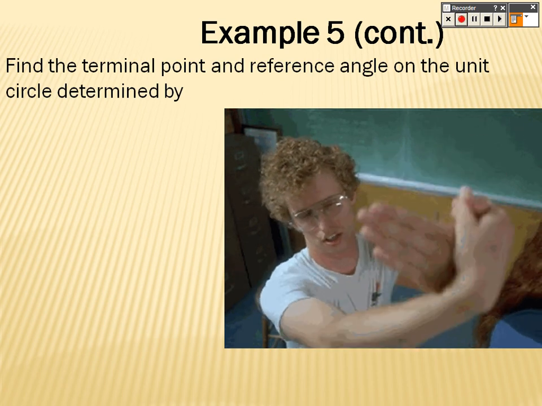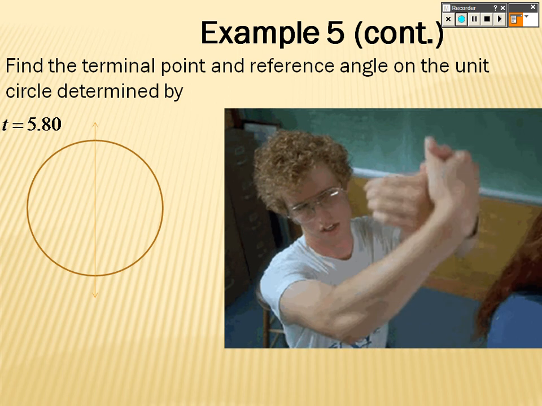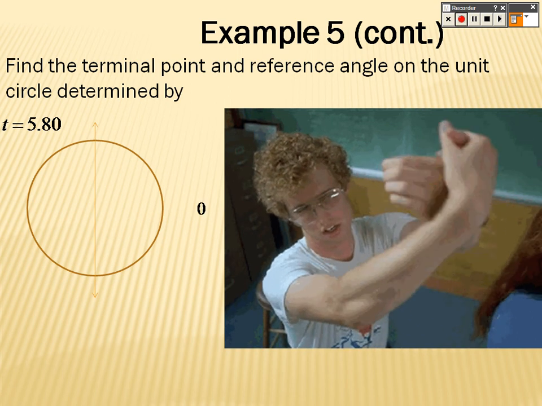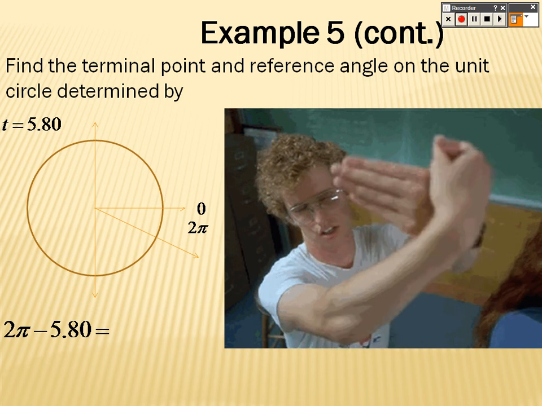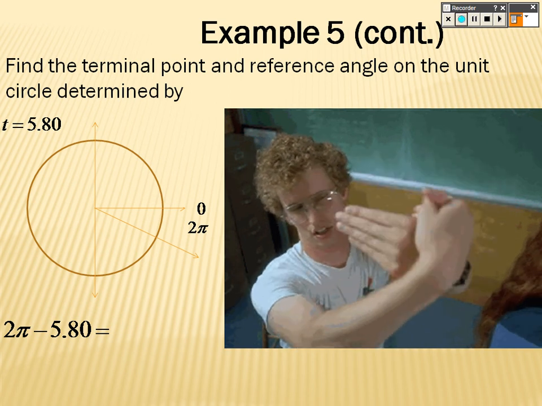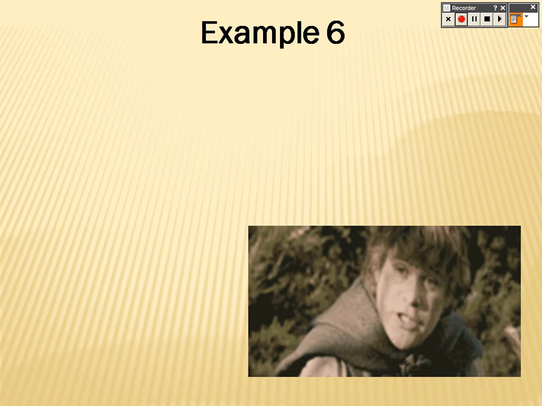If the terminal point and reference angle in the unit circle are determined by 5.8, well, we got to figure out where 5.8 is, basically. 2 pi is 6.28, so it's not any farther than that, so it's 2 pi minus 5.8, which is 0.48.